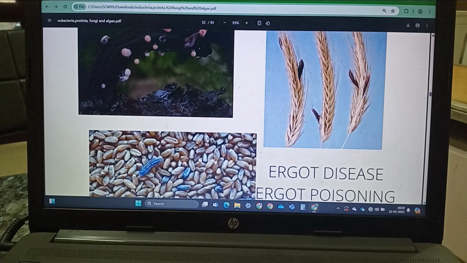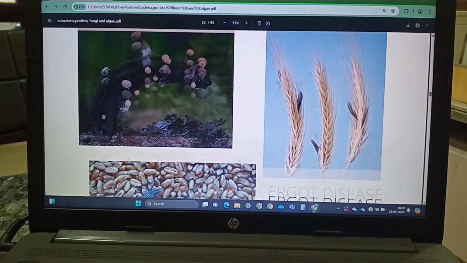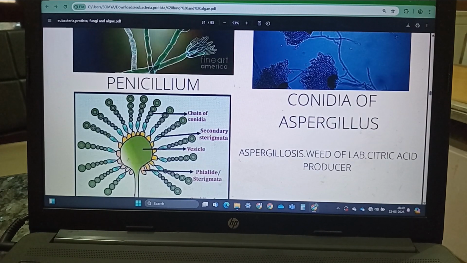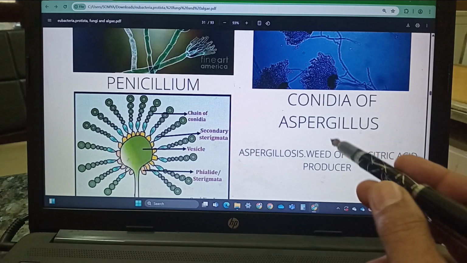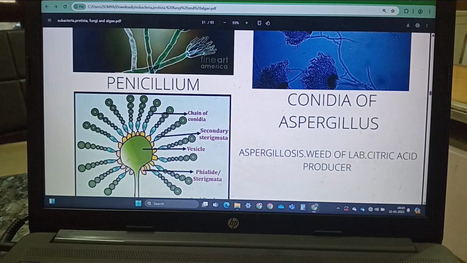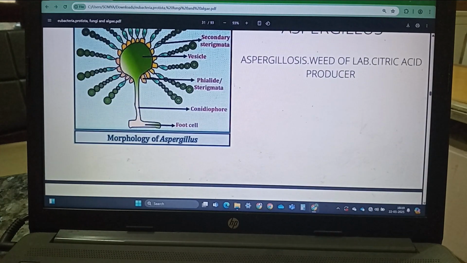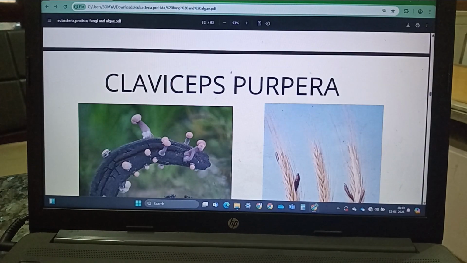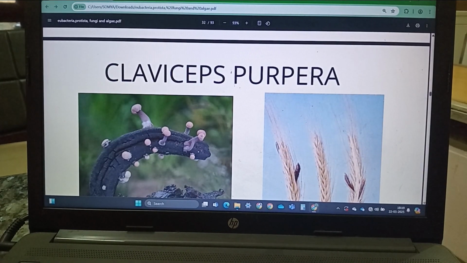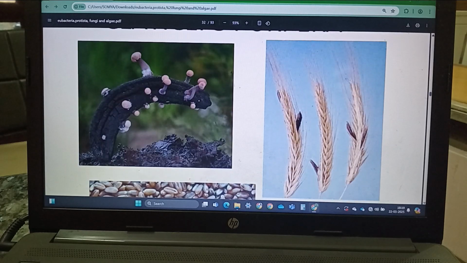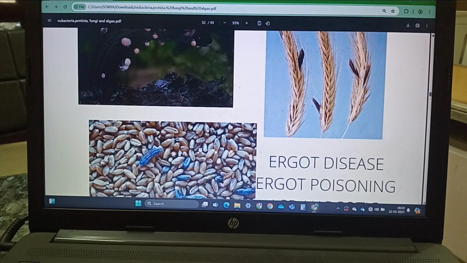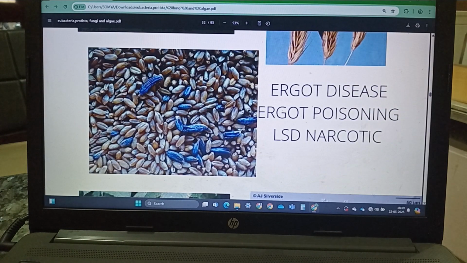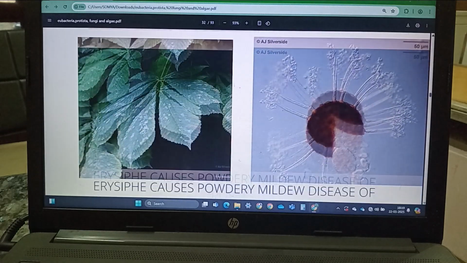First you see the examples of these Ascomycetes. The examples of Ascomycetes are Penicillium, and Aspergillus, which causes aspergillosis and is also the weed of the lab. Claviceps purpurea grows on wheat and causes ergot poisoning. The ergot drug is obtained, and LSD, which is a narcotic, is obtained from Claviceps.